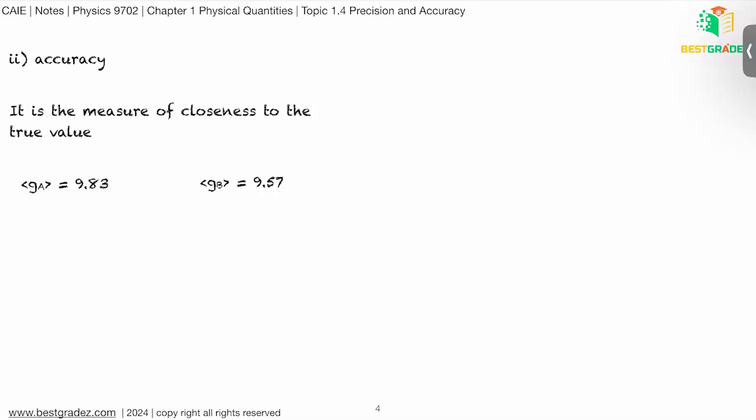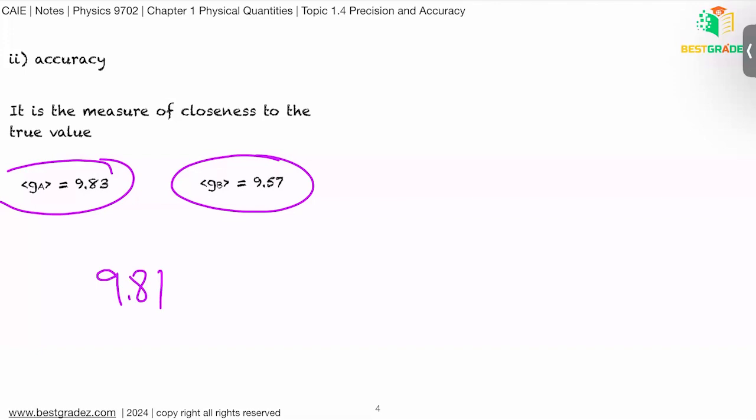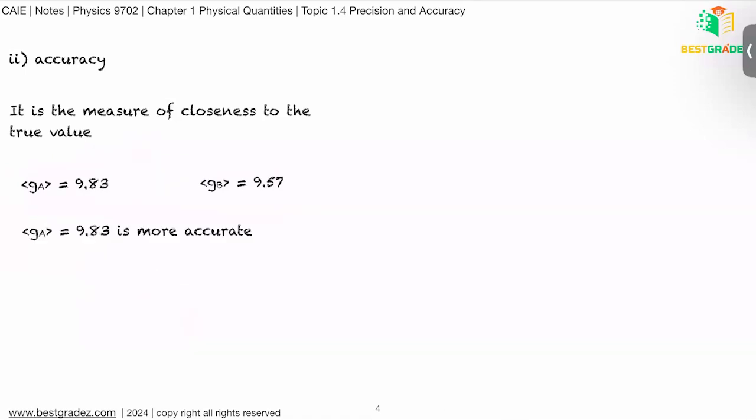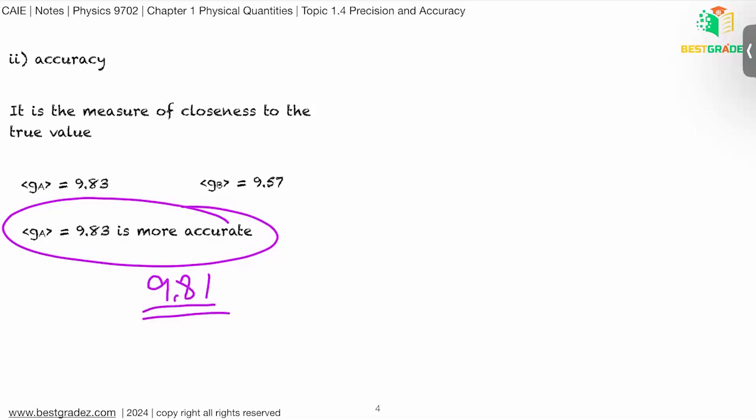So if your average is 9.83 in some experiment and you're repeating in some other apparatus, and the objective is to find 9.81, the acceleration of free fall, the true value is much closer to A. So we are going to say A is more accurate. The more near it is to the true value, the more accurate it is. For accuracy, you need to have a reference. Why am I calling this more accurate? Because it's closer to the true value.